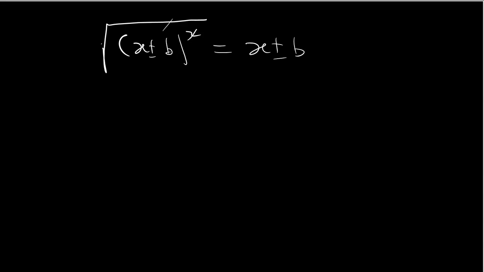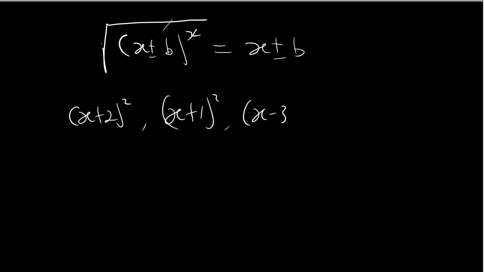So we can have typical examples of perfect square expressions like (x plus 2) all squared, (x plus 1) all squared, (x minus 3) all squared. These are some examples of a perfect square expression. Okay, now how can we determine whether a quadratic expression is a perfect square expression?